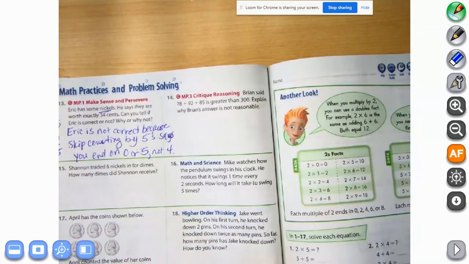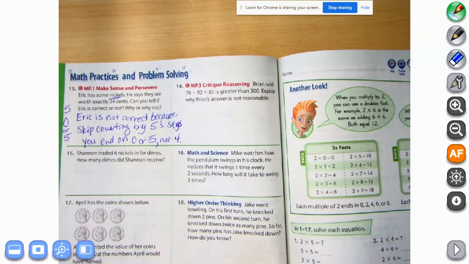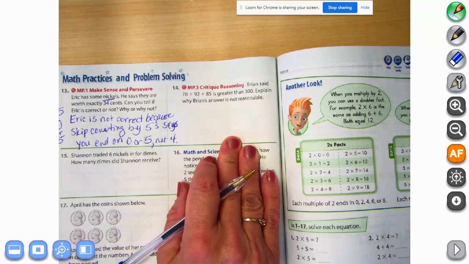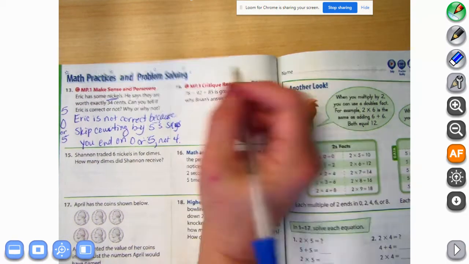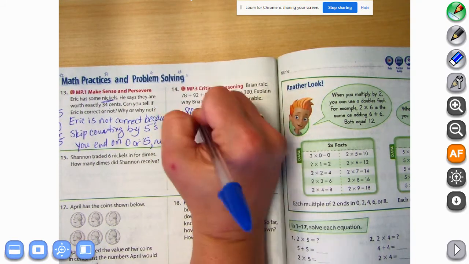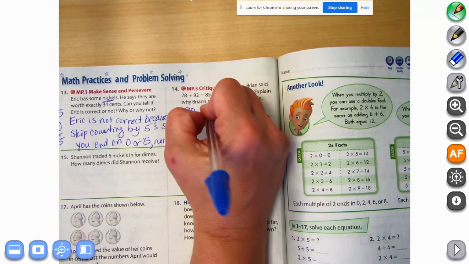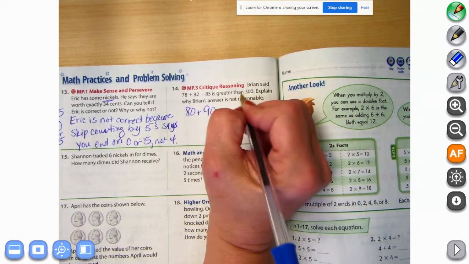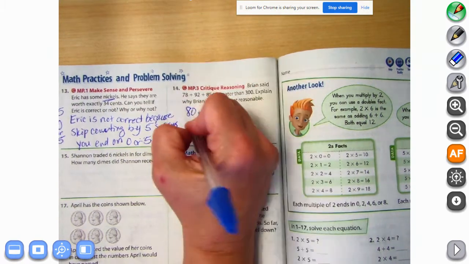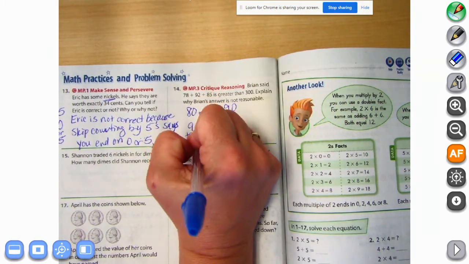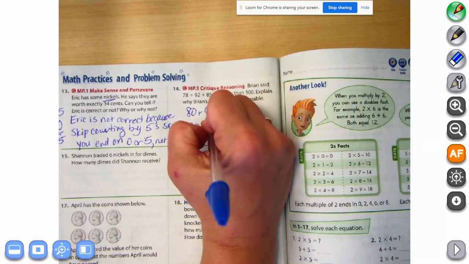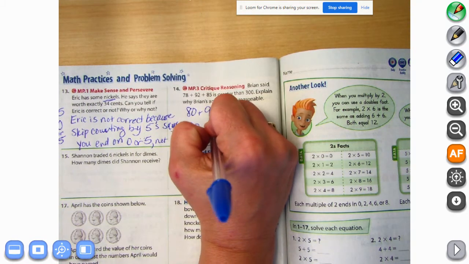Okay. Number 14. Brian said 78 plus 92 plus 85 is greater than 300. Explain why Brian's answer is not reasonable. Okay, so if we try to round it, 78 is closest to 80, and 92 is closest to 90, okay? And 85 is closest to 90. Okay, so 90 plus 90, that's 180. 180 plus 80.